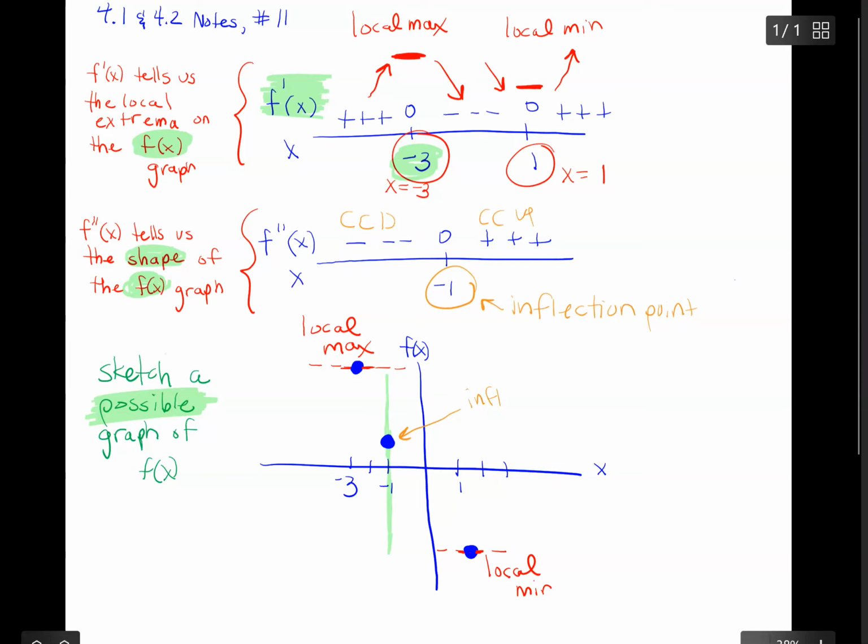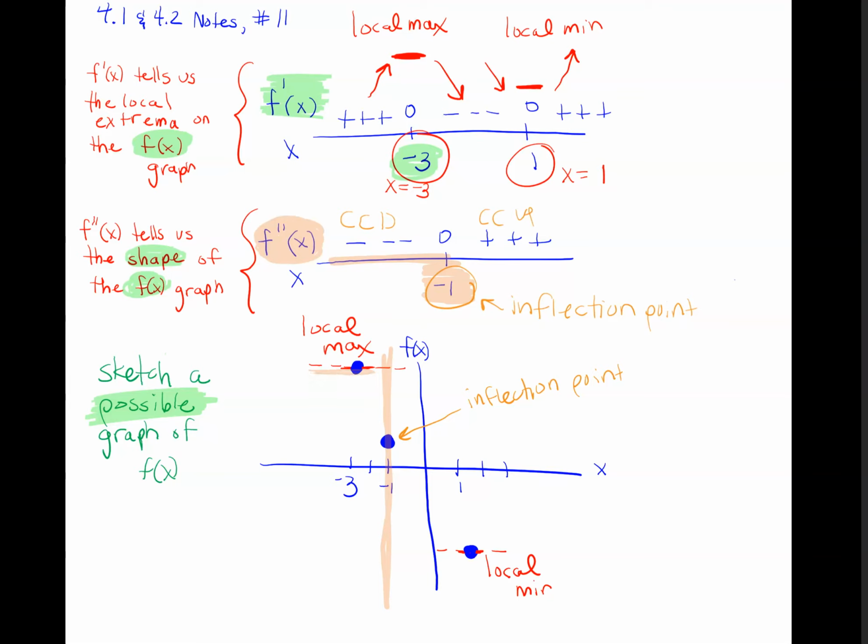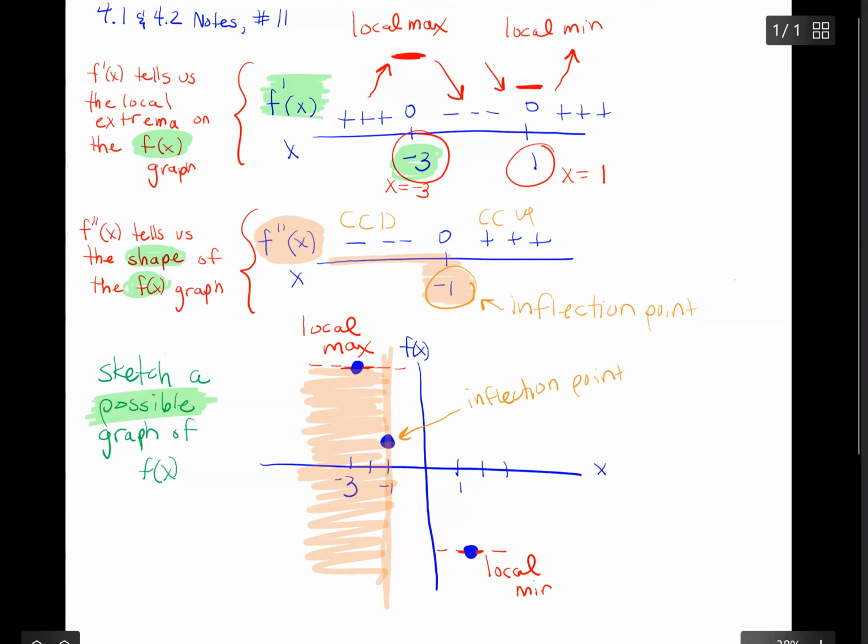Inflection point. Okay, and now I need to connect these points on my graph using the concavity. I'm going to use my information from the second derivative sign chart to connect these points. So from -infinity until I hit my inflection point, this entire region over here needs to be concave down. So I'm going to sketch a graph concave down there. So let's hit that local max, concave down. All of this is concave down. So everything in that region, concave down.